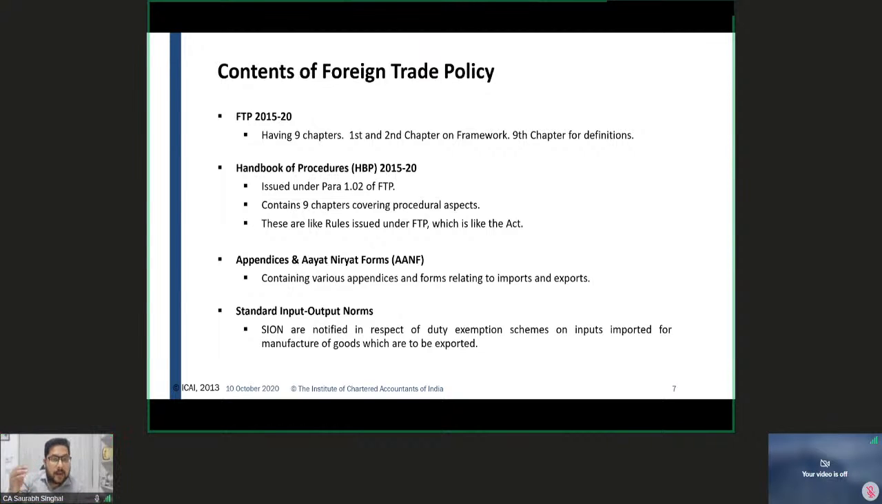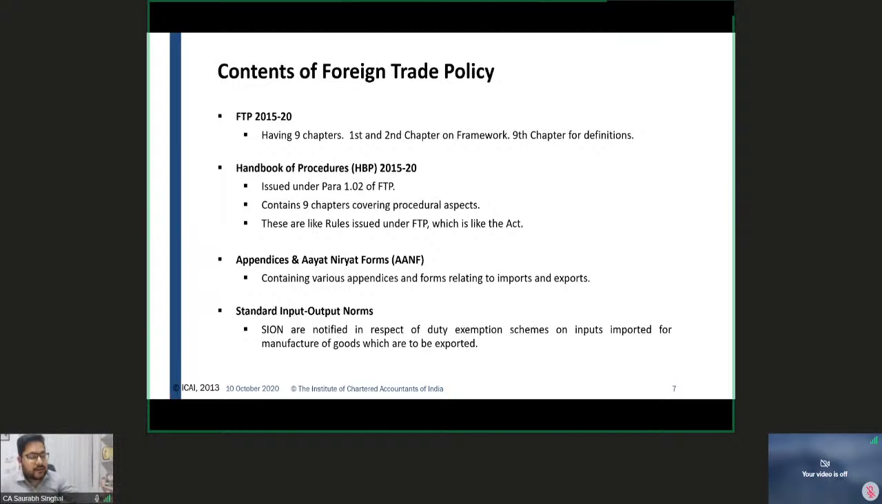Now we all know that appended to every set of rules are some forms. Under taxing statutes, we call them just forms. Under the foreign trade policy, we call them Aayat Niryat forms. Not Aryat, Aayat Niryat forms. Aayat is import, Niryat is export. So, Hindi turned into English, Aayat Niryat forms is the name given to the forms attached to the foreign trade policy. Then there are certain appendices also attached to the foreign trade policy, which will also contain some forms or certificates, formats, or some things like these to be in line with the foreign trade policy and HBP.